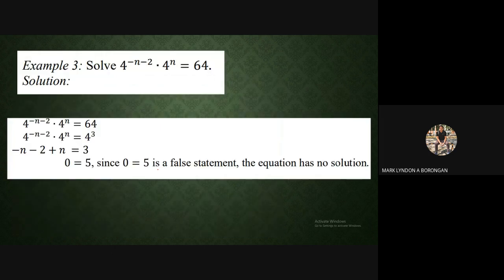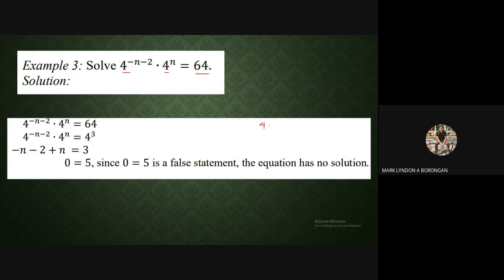Okay, another example. We solve for 4 to the power of negative n minus 2 times 4 to the power of n is equal to 64. So how do we do it? Again, you look for the factors that make the exponents match. My tip, guys, is to look for the lesser number. You have 4 there, and 4 is smaller than 64, right? So you look for the lesser number, which is 4, and then try to multiply it by itself.